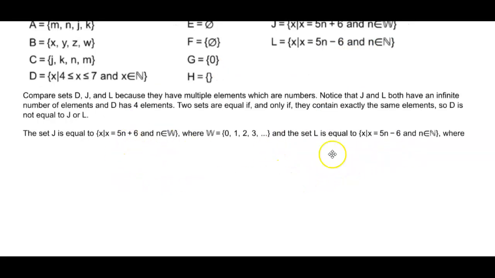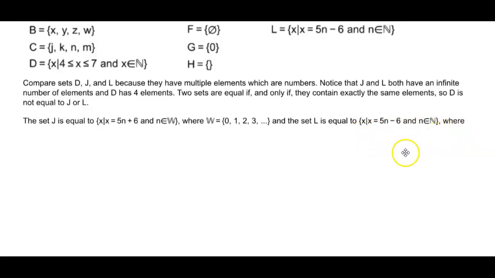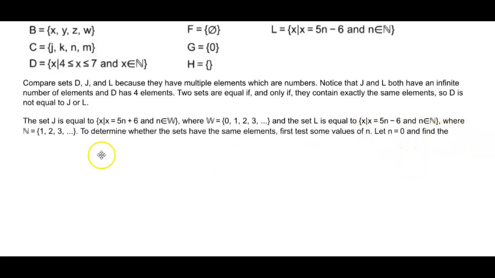Now, the set J is equal to X such that X is equal to 5n plus 6, and the value of n is a whole number, where the whole numbers start with 0, 1, 2, 3. And the set L is equal to X such that X is equal to 5n minus 6, where n is a natural number. Now, again, where n starts with 1, 2, 3, and so on.